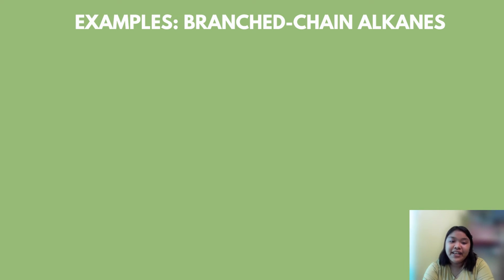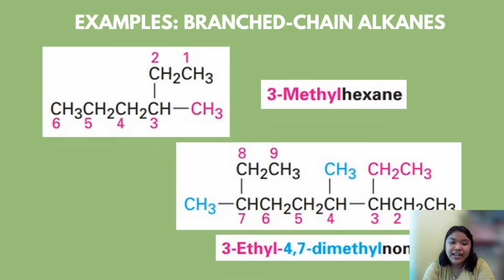So next, I have here the examples of branch chain alkanes. So this structure here, so let me use the pen. So this structure here, ang name nito is 3-methylhexane. So, bakit naging 3-methylhexane? So, first, you start numbering the carbon where the nearest substituent occurs. So, yung CH3 is mas madali siyang makikita pag nagsa-start tayo dito sa right. So, ito, number 1, nilagyan ko ng 1.